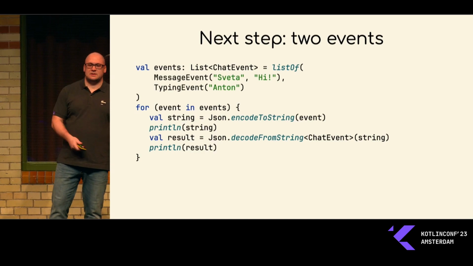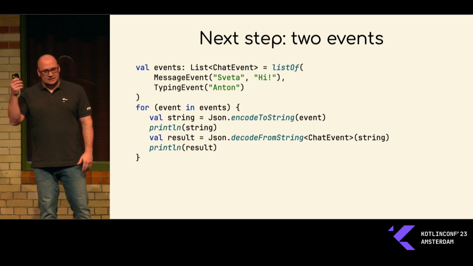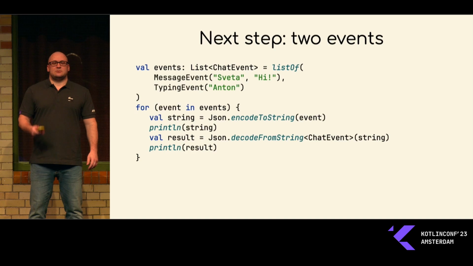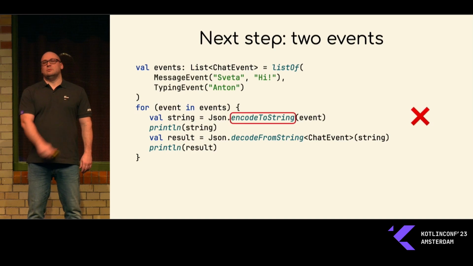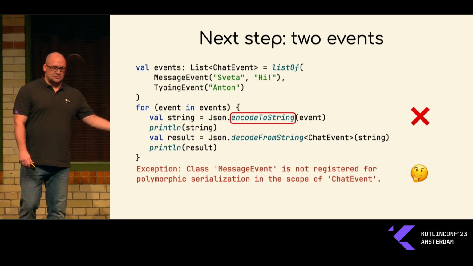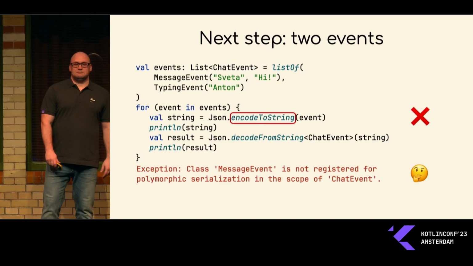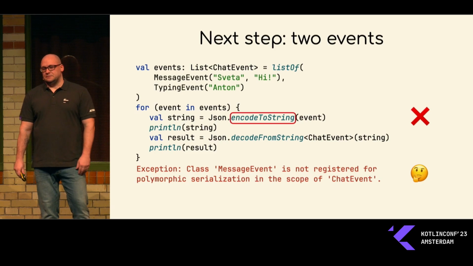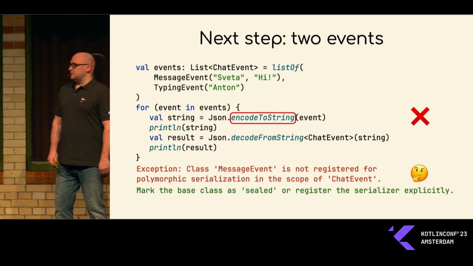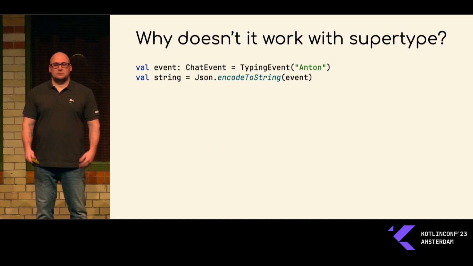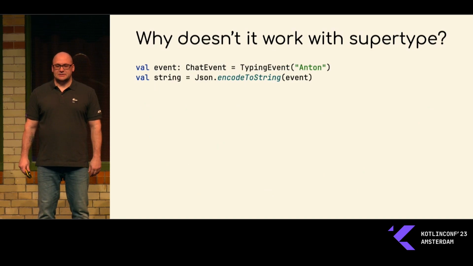It's not a list of message events. It's not a list of typing events. It's a list of chat events. And in the loop, let's encode and decode this and run the application, and boom, it crashes. Why? Because the exception will tell you that this class is not registered for polymorphic serialization. So why doesn't it work in the first place?